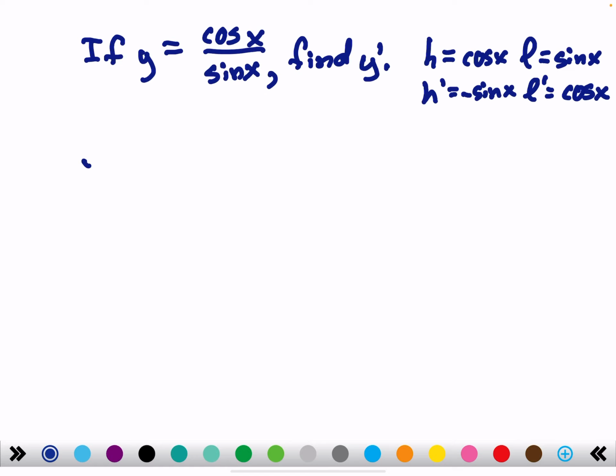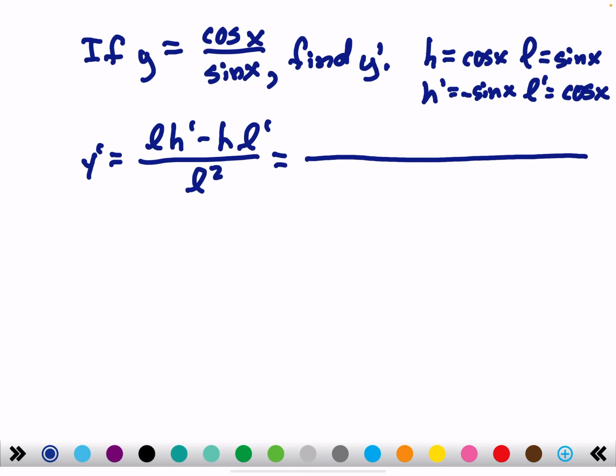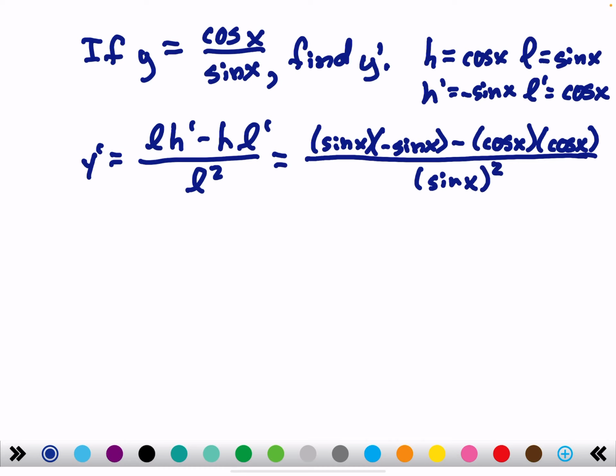Now we're ready to apply the quotient rule. Y prime equals low d high minus high d low over the square of what's below. So now, for the values of h prime, L, and L prime, plug them in, and simplify. So L is sine x, h prime is negative sine x, minus h is cosine x, and L prime is cosine x, over L, which is sine x, quantity squared.